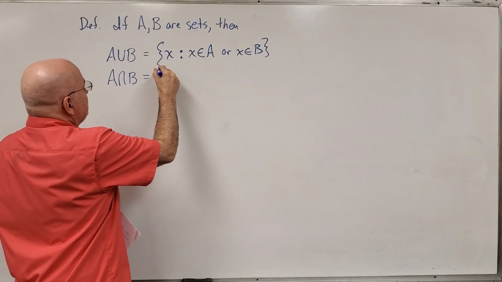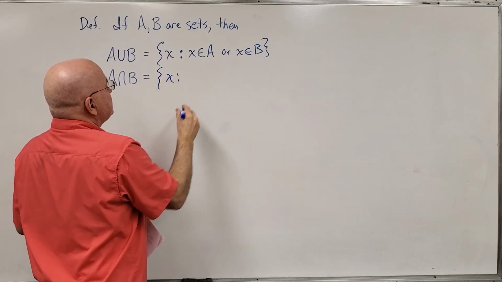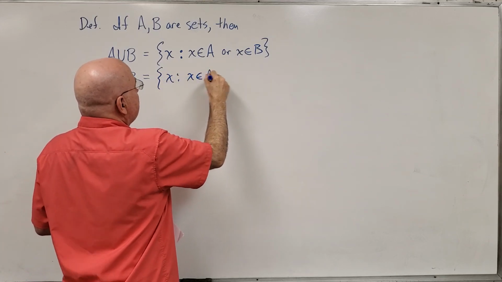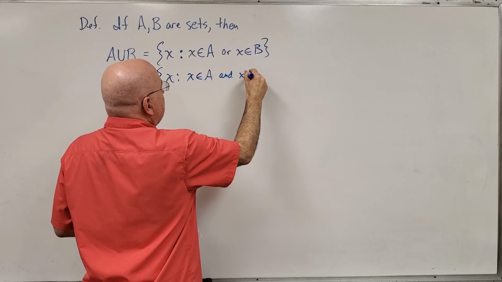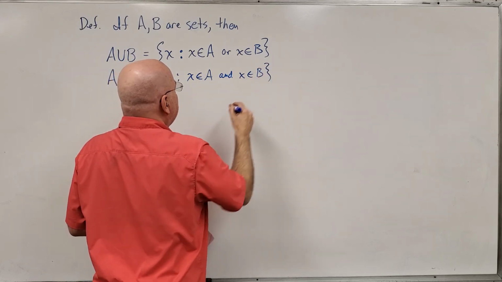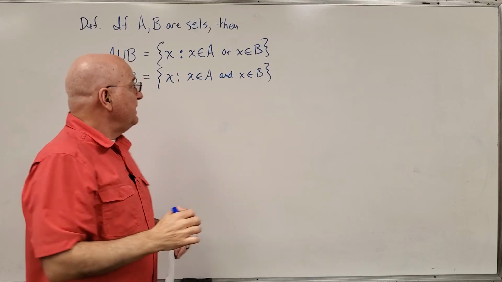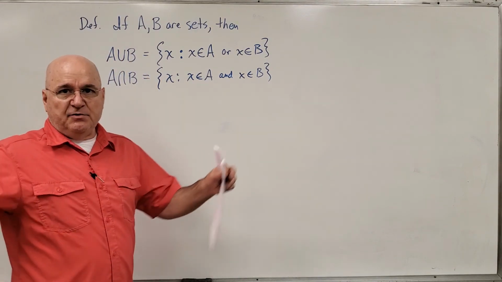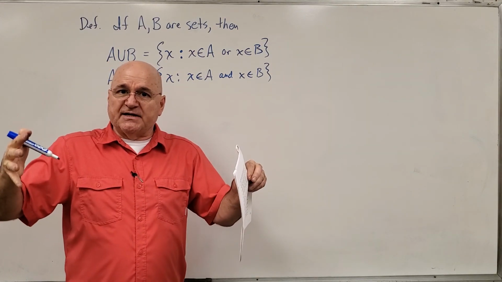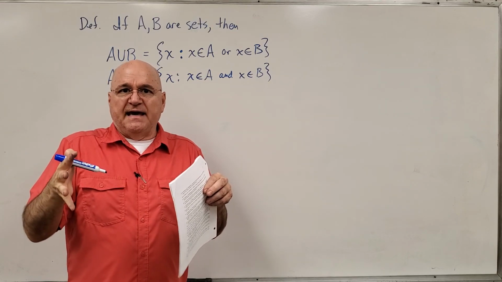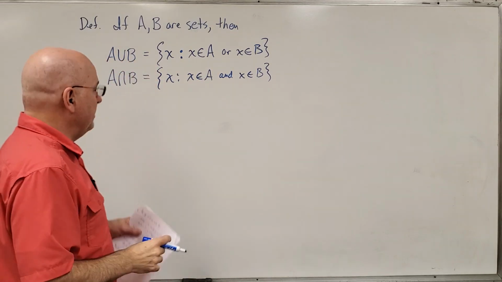The intersection of two sets is a set of all x such that x is in A and simultaneously x is in B. It's each element that sits in both sets. So that tends to be a smaller set. You can have two large sets and their intersection is only the elements that they have in common, the elements that are in both sets.